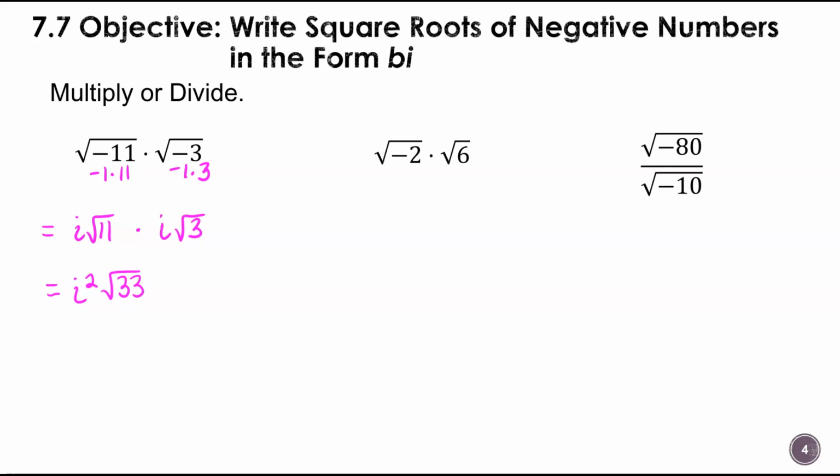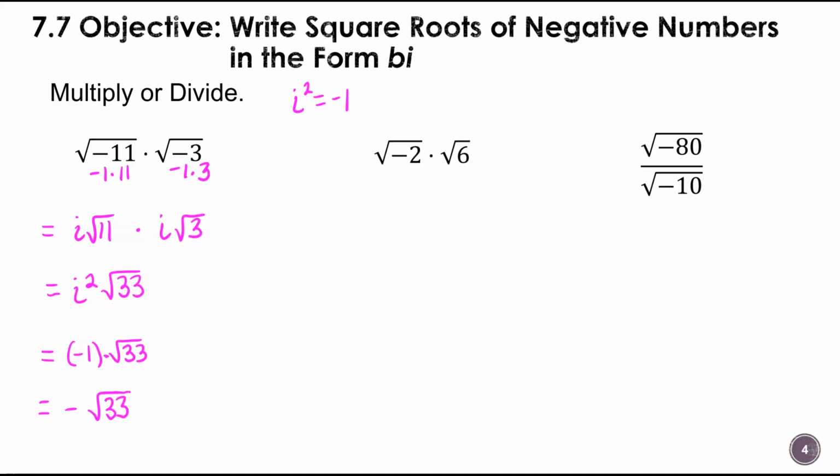Well, remember back at the very beginning, we had this thing that said i squared equals negative 1. So every single time we have an i squared, we're going to replace it with negative 1. So we have negative 1 times the square root of 33. And that's just negative square root of 33. Now, I know I went through a lot of steps there, but I just wanted to explain that as thoroughly as possible.